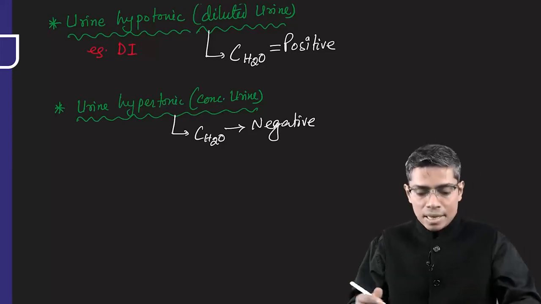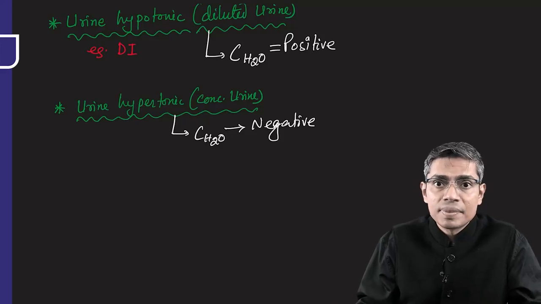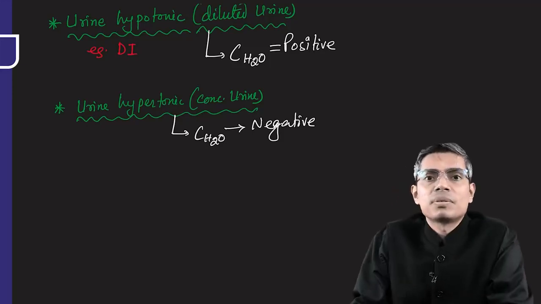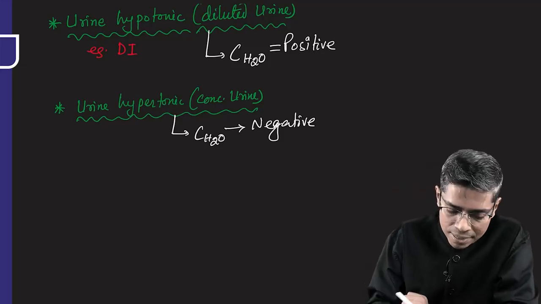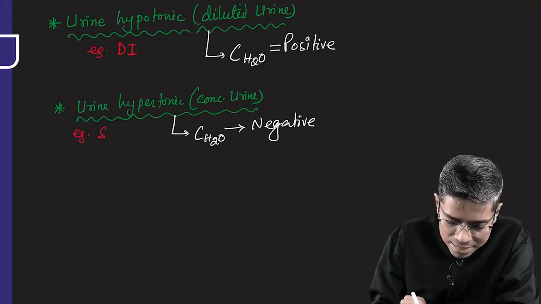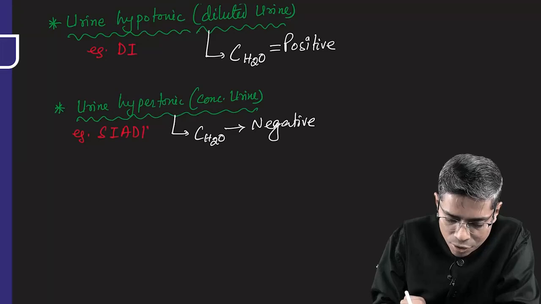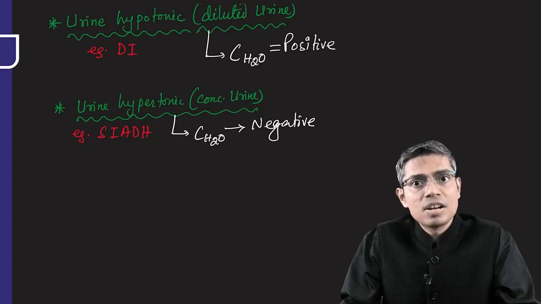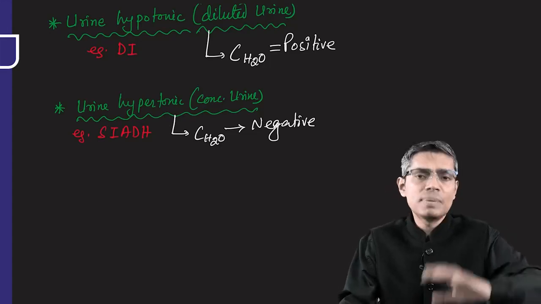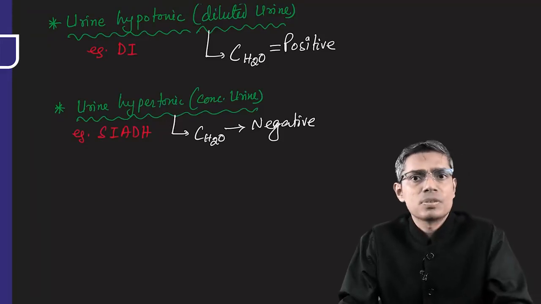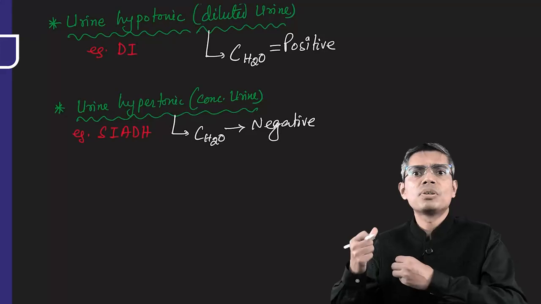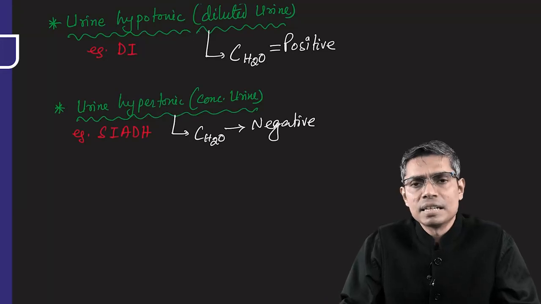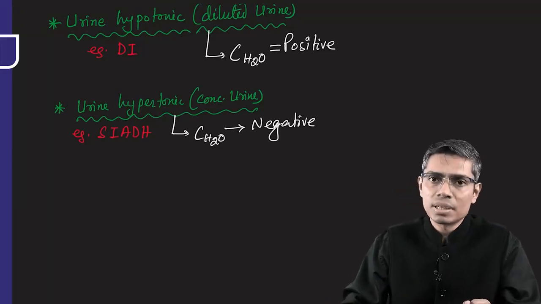When will it happen? When your hormone, that is the ADH level, is very, very high, because ADH reabsorbs a huge amount of water from the collecting duct. So there is a clinical condition known as SIADH, syndrome of inappropriate antidiuretic hormone secretion. A huge amount of ADH is secreted by some ectopic tumors in the body, and that absorbs a huge amount of water from urine. Urine gets concentrated, so free water clearance is negative. So this is the concept of free water clearance.